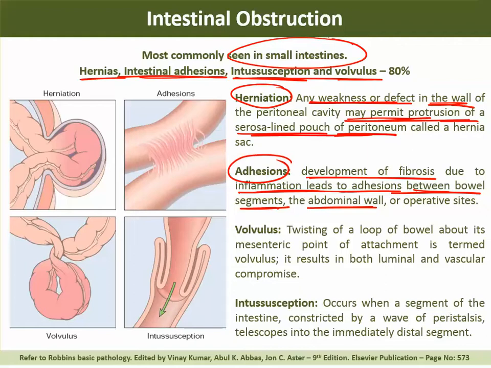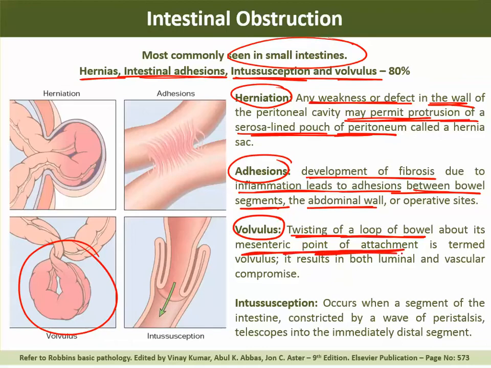Okay, now coming to another concept called volvulus. Volvulus is twisting of a loop of bowel. The loop of bowel gets twisted like this. It usually happens at the mesenteric point of attachment. When the mesentery attaches to it, that is the area where it can twist. It is termed as volvulus.